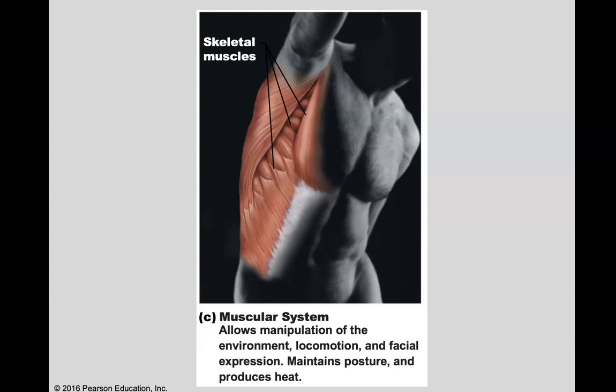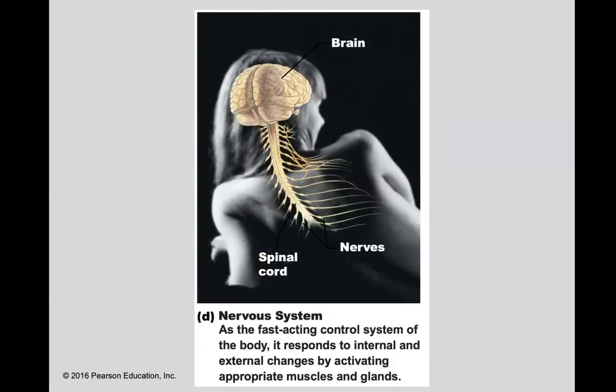And then, of course, it helps you to maintain posture. Without your muscular system, you couldn't stand up, you couldn't hold your head up. And then you might not think about it, but your muscular system also produces heat. Every time your muscles contract, it produces heat and helps you to maintain your body temperature.